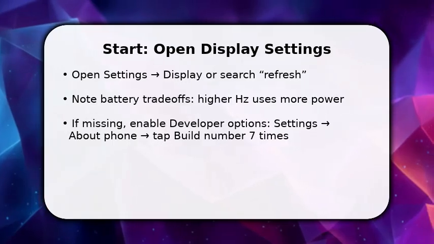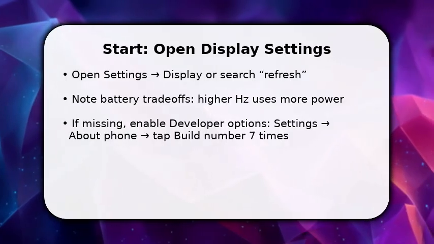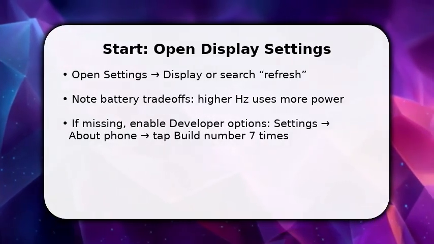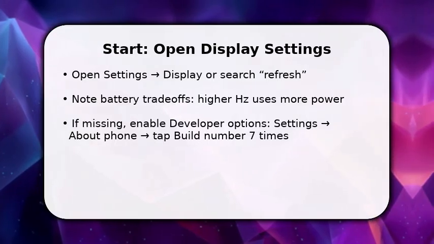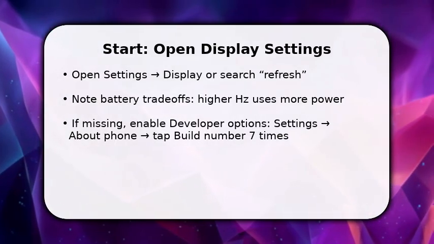You start by opening Settings and jumping straight to Display. That's where most phones expose refresh rate controls. Once there, look for refresh rate, motion smoothness, or a similar label.